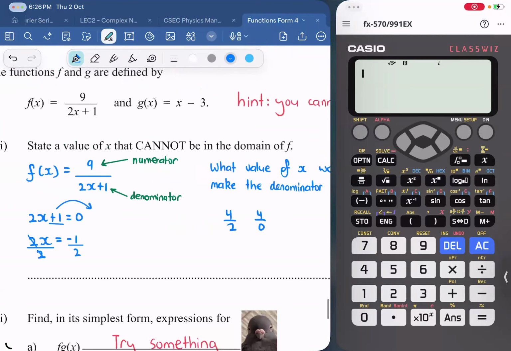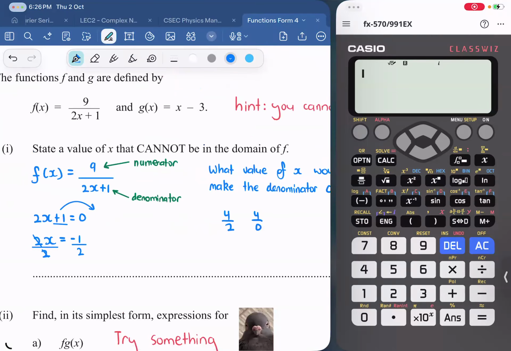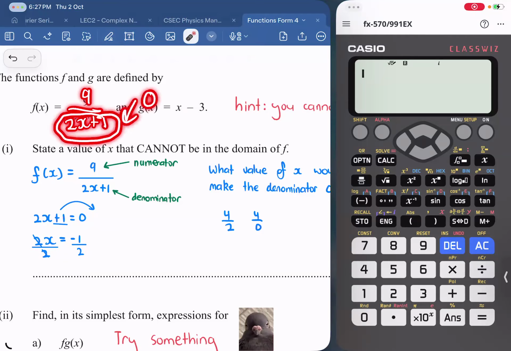So that's why in this question, when they said state the value of x that cannot be in the denominator of f, we put the denominator 2x plus 1 equals 0. Because Chelsea, can we divide by 0? No, sir. And right now we have 9 divided by 2x plus 1. So if our value for x makes this 0, then that can't work. So that's why I put 2x plus 1 equals 0, and then I solve for x.